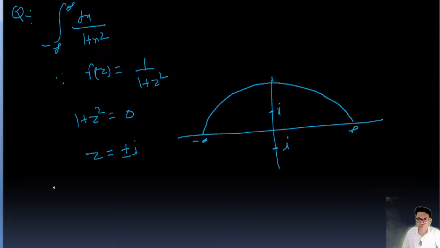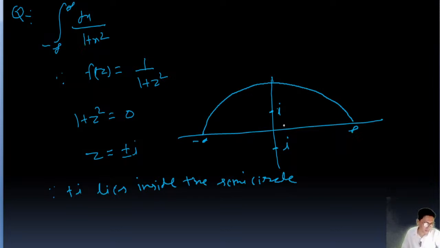So we'll write: since plus i lies inside the semicircle, inside the semicircle contour. This semicircle contour starts from minus infinity to plus infinity. So here we can see i is not on the real axis, it is on the imaginary axis.